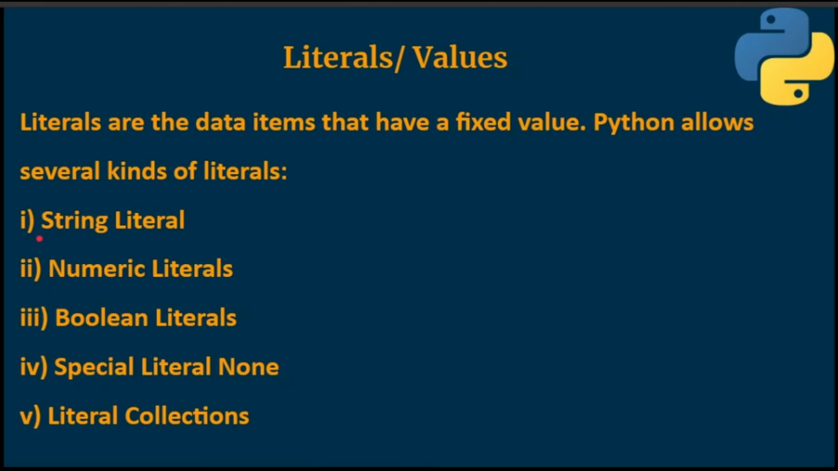String literals means where we can store characters, and any sequence of characters or numbers which are there in single quote or double quote will be treated as a string. In Python we have triple quote also. Now, numeric literals means the numbers. Boolean literals means which will store true or false value, and special literal is None, which will store None values.